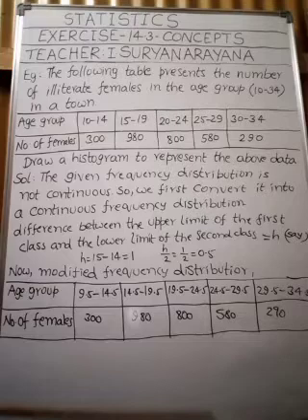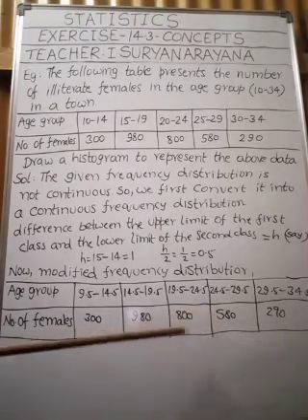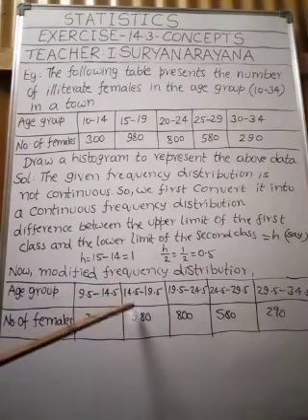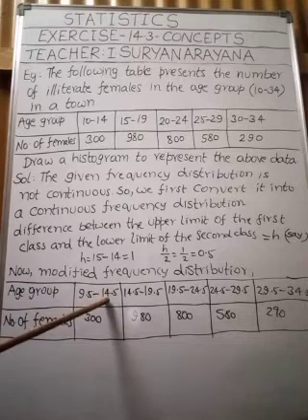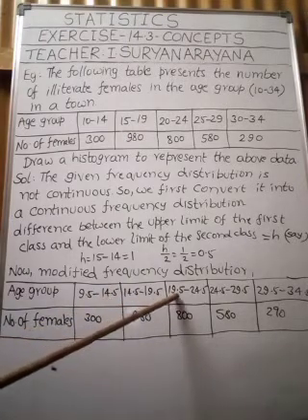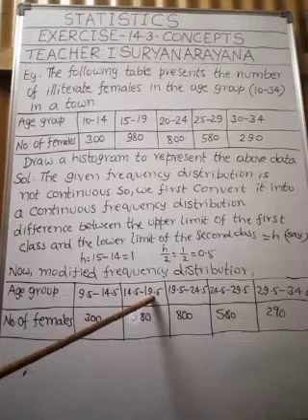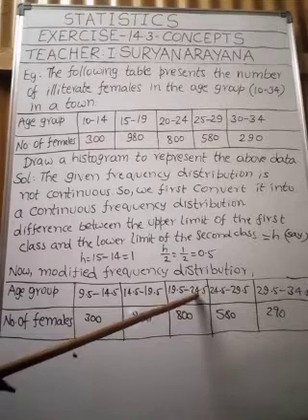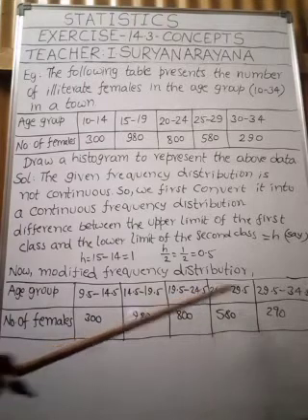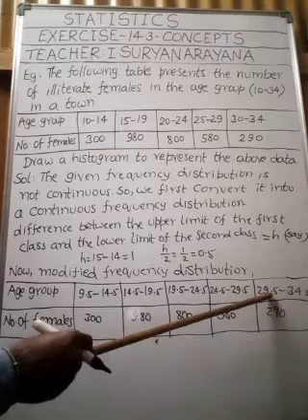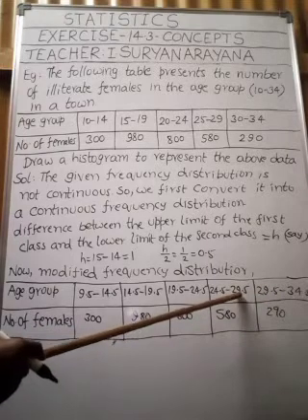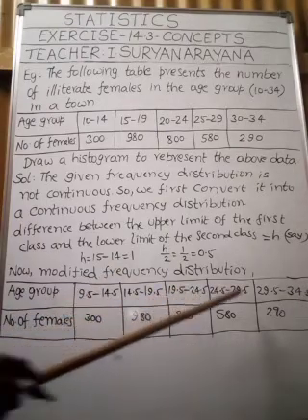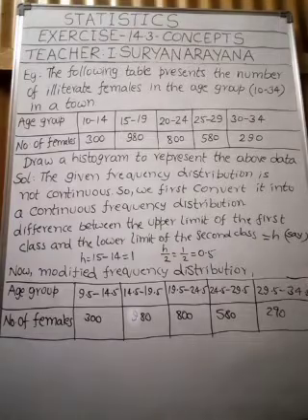290. Now, if you observe this frequency distribution, it is a continuous frequency distribution because the lower limit of the second class is equal to the upper limit of the first class. The lower limit of the third class interval is equal to the upper limit of the second class interval. Similarly, for the fourth and fifth class intervals. Understood this point, my children? Therefore, this is called continuous frequency distribution.